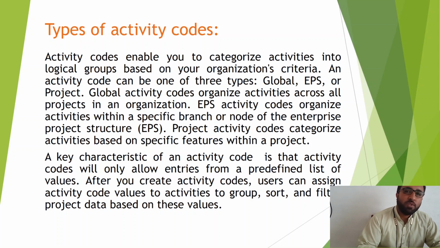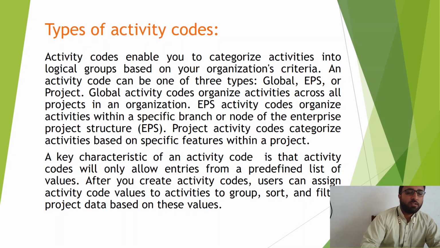So then under EPS nodes you will have one specific building projects under a specific node, then hospital project under some specific node, road projects under some specific nodes, then for example Eastern Region project under some specific node. So you must go through that first and second lecture to understand what is EPS node, if you haven't done already. So the global activity code organizes activities across all projects in an organization.